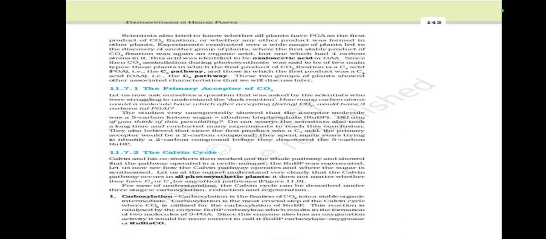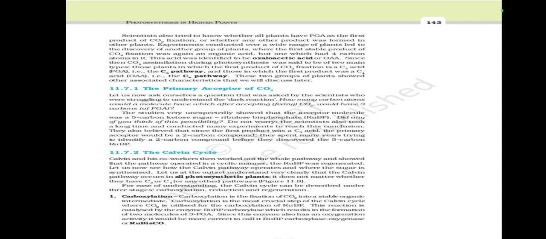The studies very unexpectedly showed that the acceptor molecule was the 5 carbon ketose sugar, ribulose bisphosphate, RuBP. Did any of you think of this possibility?